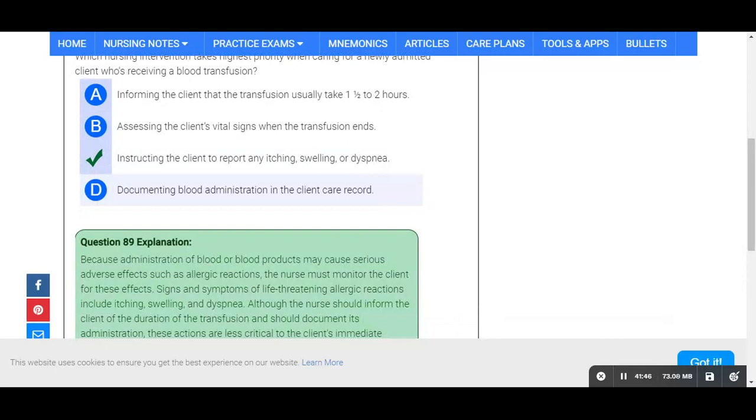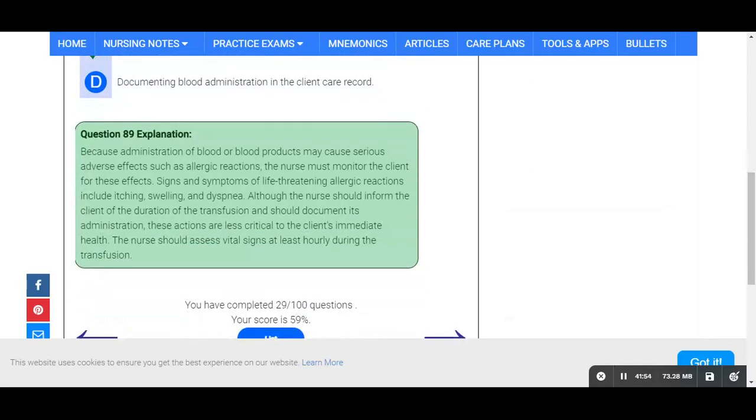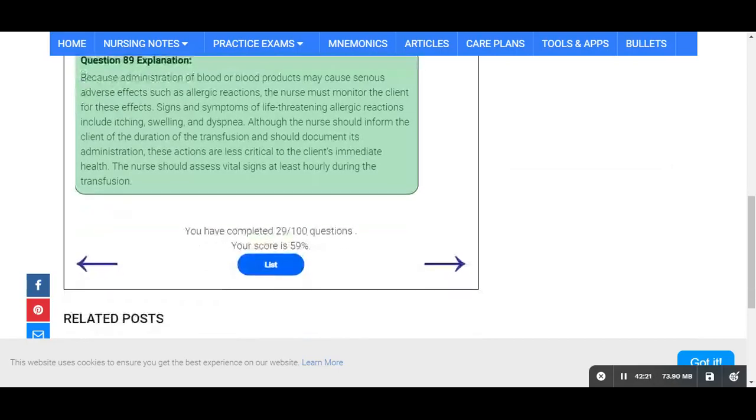Correct. Now, it is about instructing the client to report any itching, swelling, and dyspnea because there could be transfusion reaction. Okay, let's read the explanation. Because administration of blood or blood products may cause serious adverse effects such as allergic reactions, the nurse must monitor the client for these effects. Signs and symptoms of life-threatening allergic reactions include itching, swelling, and dyspnea. Although the nurse should inform the client of the duration of the transfusion and should document its administration, these actions are less critical to the client's immediate health, and the nurse should assess vital signs at least hourly during the transfusion.